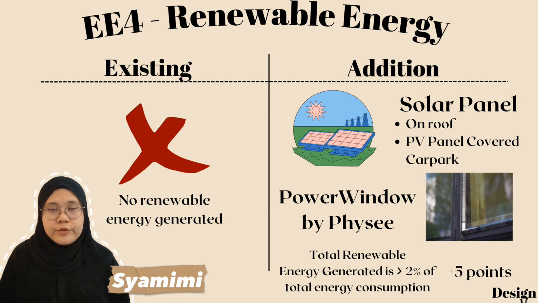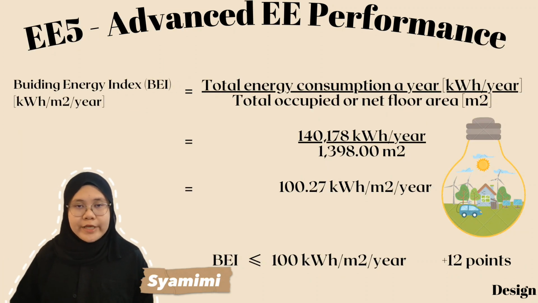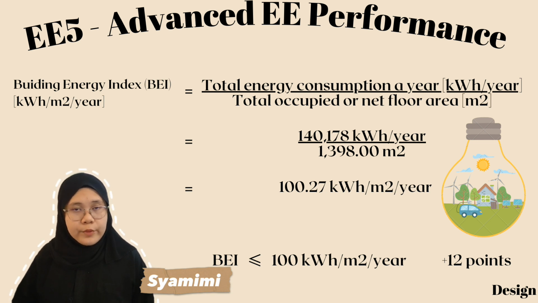producing a small amount of power while remaining transparent. The total renewable energy generated from this building is more than 2% of the total energy consumption, which concludes to an addition of 5 points. BEI is used to evaluate energy efficiency of a building and identify opportunities for energy savings. The total energy consumption, excluding the total energy generated by renewable energy, is divided by the net floor area, concluding to 100 kWh per meter square per year. According to the requirement of GBI, 12 points is granted as it achieved the minimum of 12 points.